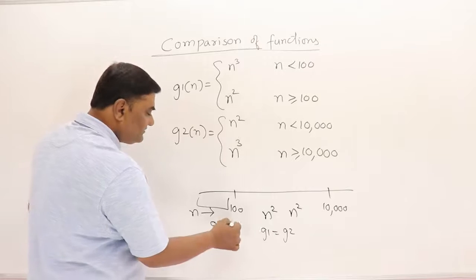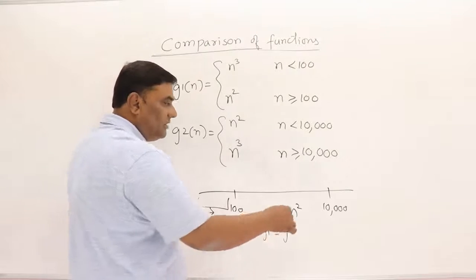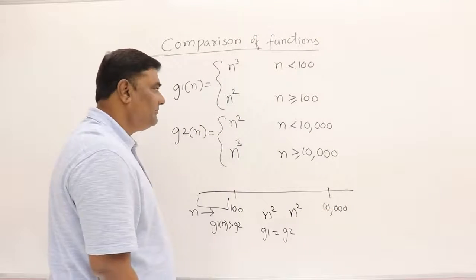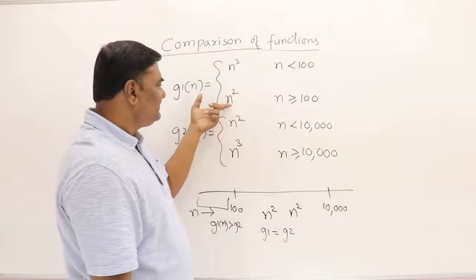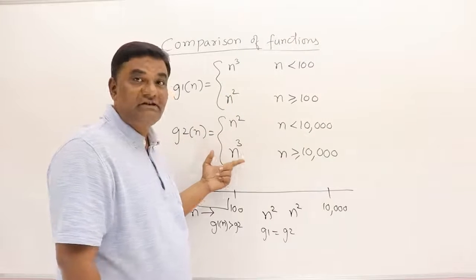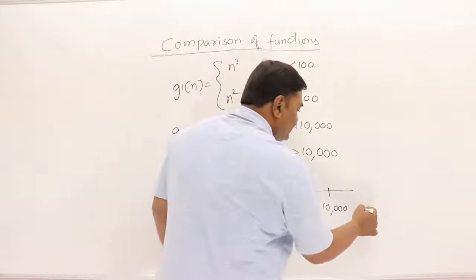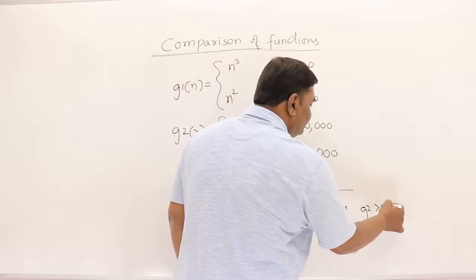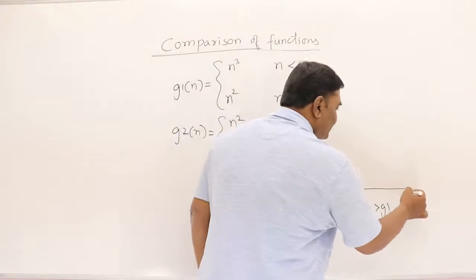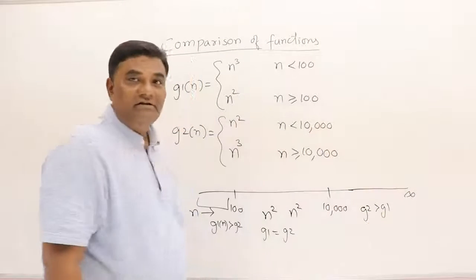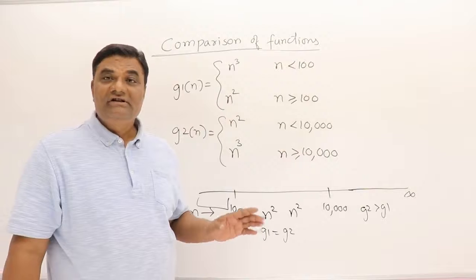Here, G1 was greater than G2. But beyond 10,000, so 10,000 is n square only. After 10,000, this is n cube. So G2 is greater than G1. So this is still where? This is infinity.